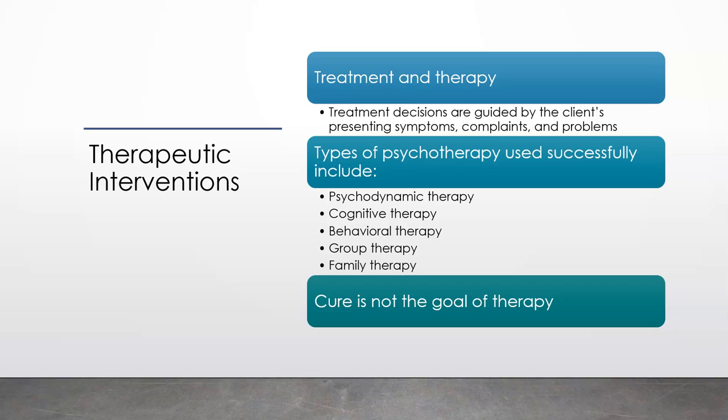Okay, therapeutic interventions, treatment and therapy. It's going to be based on what the problem is. What is the client's complaint? Why are they at your treatment center? Why are they in your clinic? Psychodynamic therapy, cognitive behavioral group therapy, family therapy, psychotherapy is going to be it.